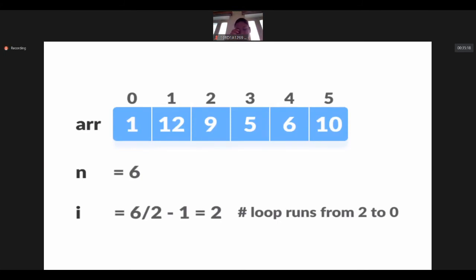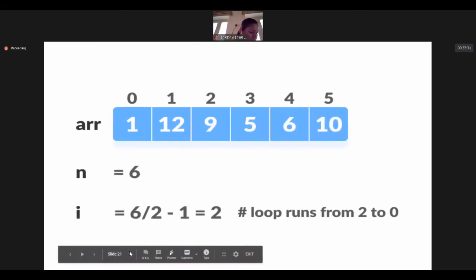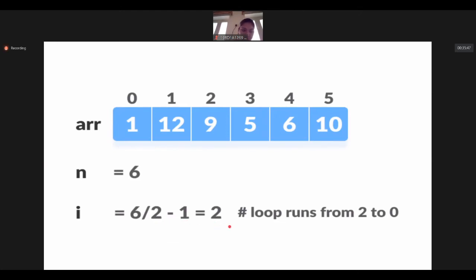Here see this example. The array is like this: 1, 12, 9, 5, 6, 10. So the number of elements is 6, n is equal to 6. So what is the n by 2 minus 1 value? 6 by 2 is 3, 3 minus 1 is 2. So the loop runs from 2 to 0.